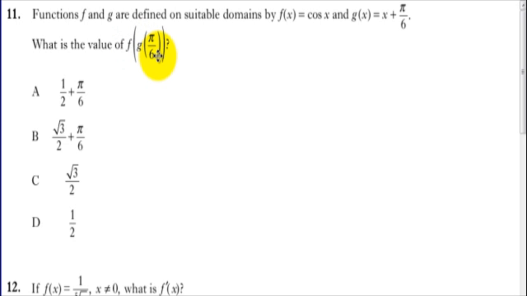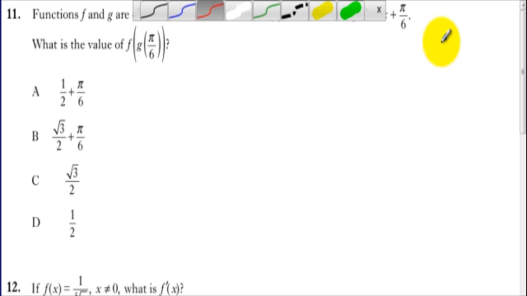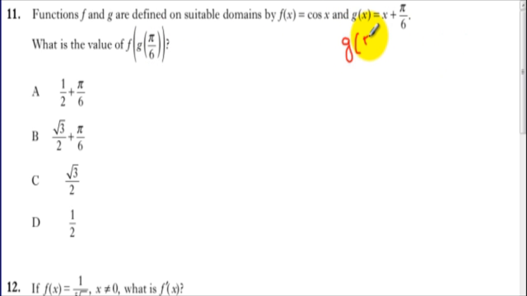F of g of pi by 6, we'll work out g of pi by 6 first of all. Now g of pi by 6 will be pi by 6 plus pi by 6. Now pi by 6 plus pi by 6 is 2 pi by 6. We can cancel off the 2 with the 6 to give pi by 3. So that's g of pi by 6.